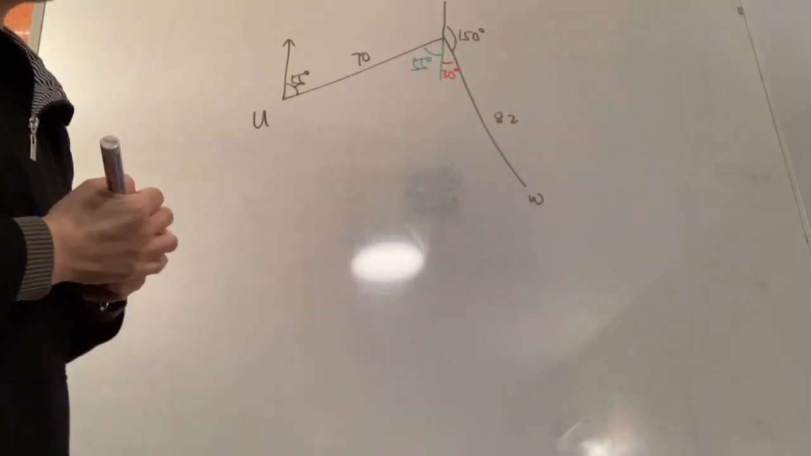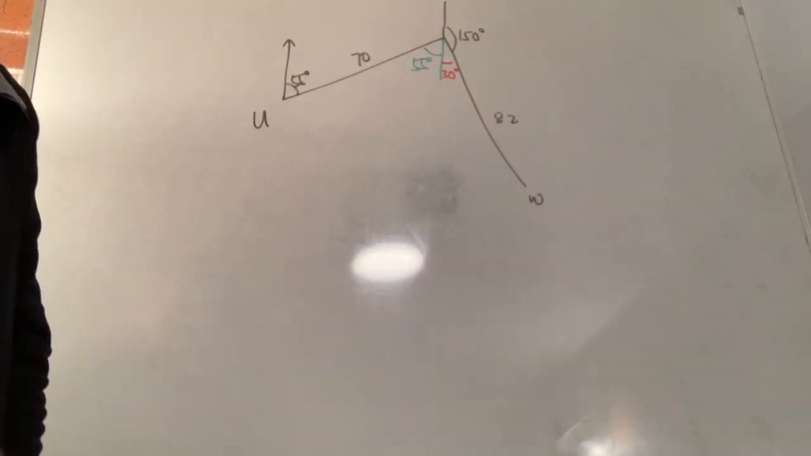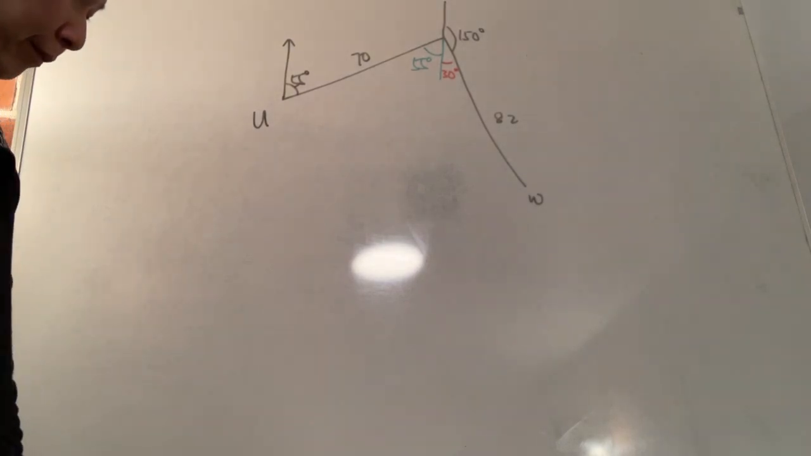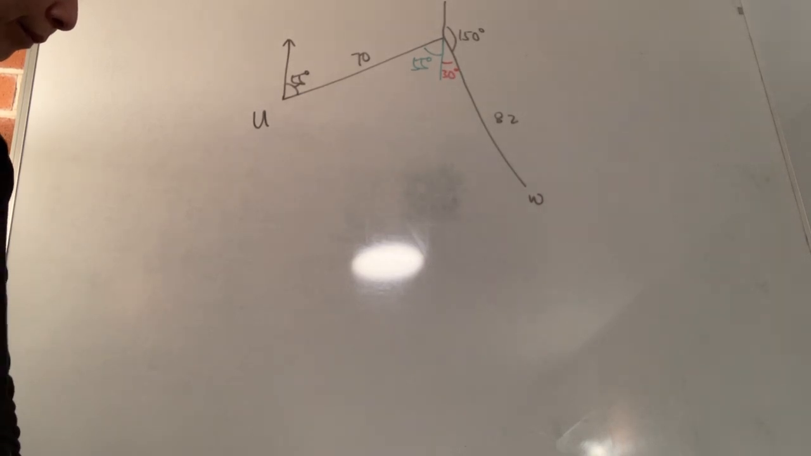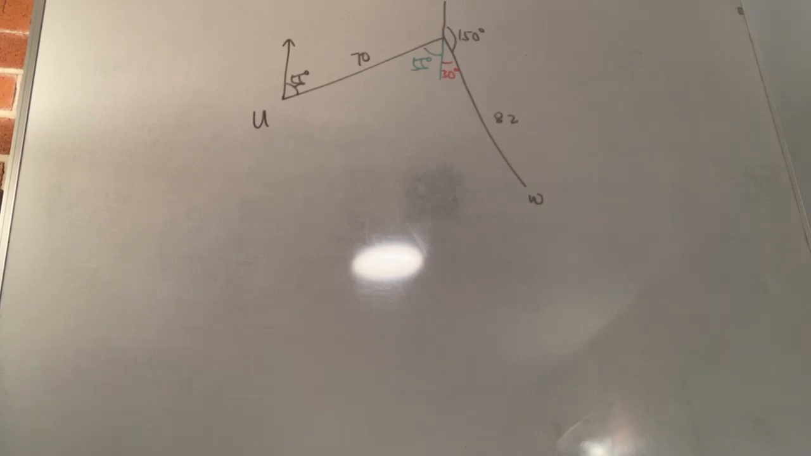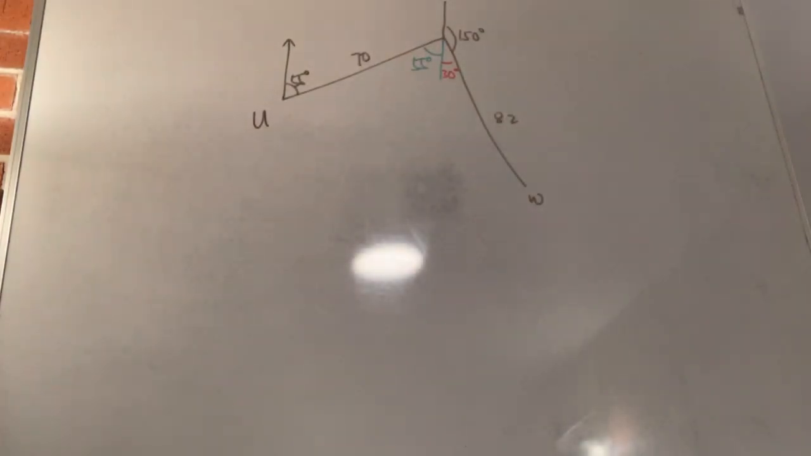And then you use the cosine rule? Yes, you use the cosine rule. I forgot the cosine rule. It's in the formula sheet. What is it? It's a squared equals b squared plus c squared minus 2bc cos A. Oh, thank you.